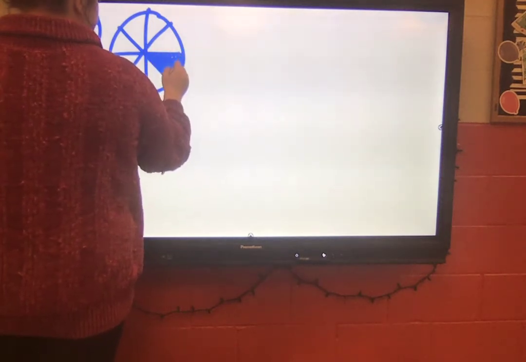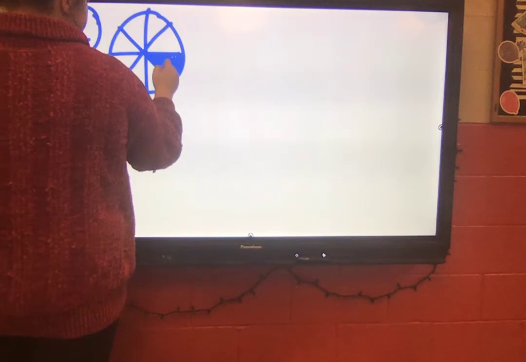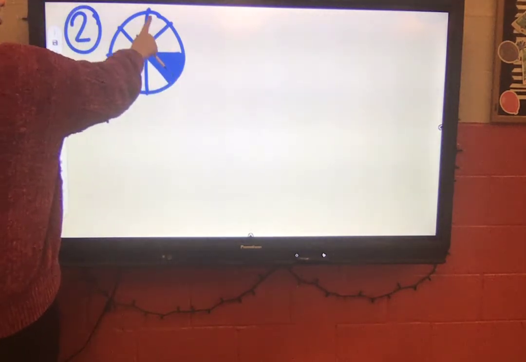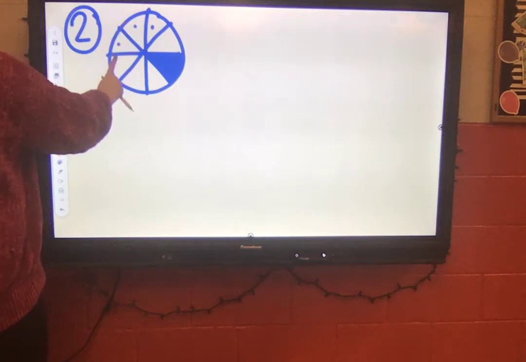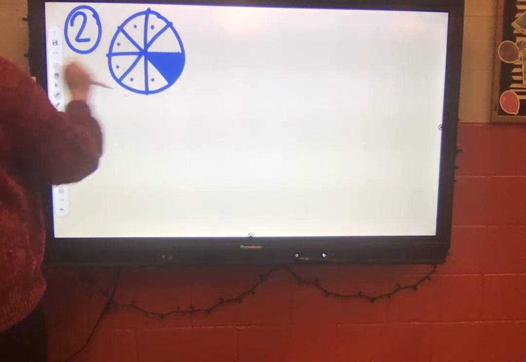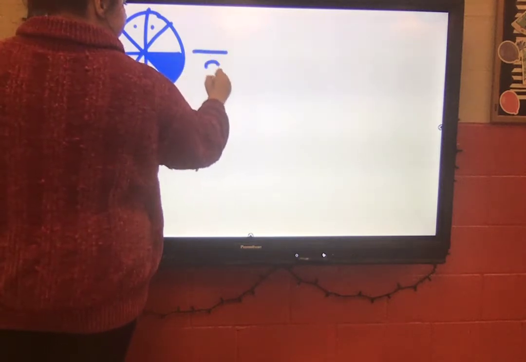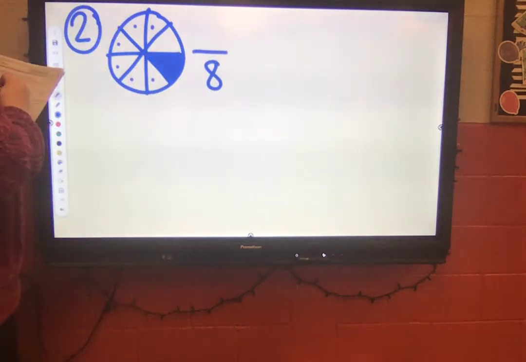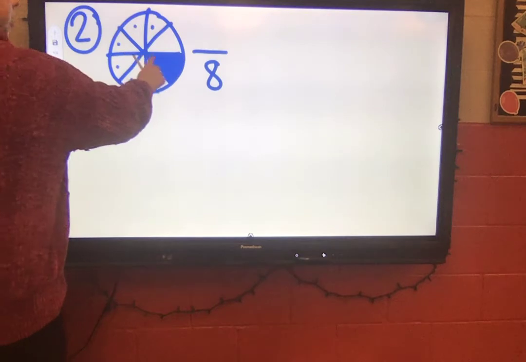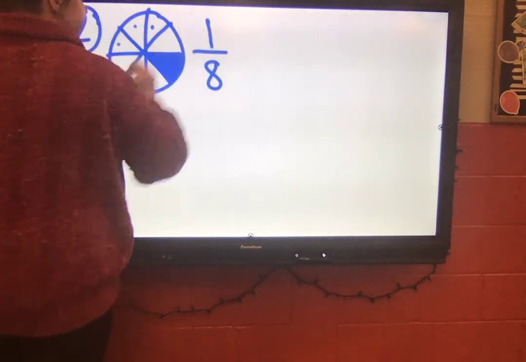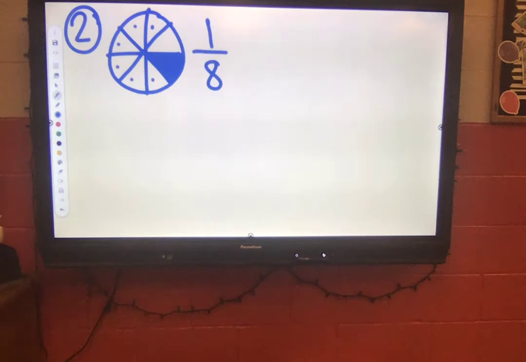Okay, so now I'm going to do my fraction first. Let's count how many pieces I have here. 1, 2, 3, 4, 5, 6, 7, 8. So my denominator will be 8, and my numerator is how many pieces are completely shaded in. And that is 1. So our fraction is 1/8. So 1/8 of this circle is shaded.